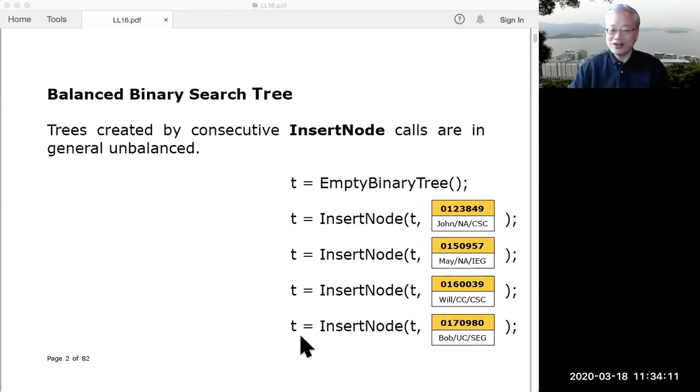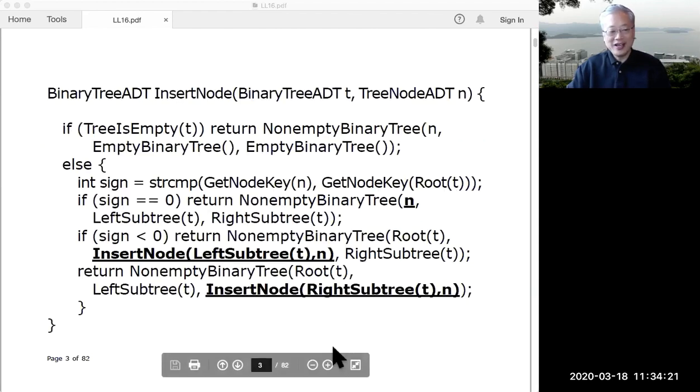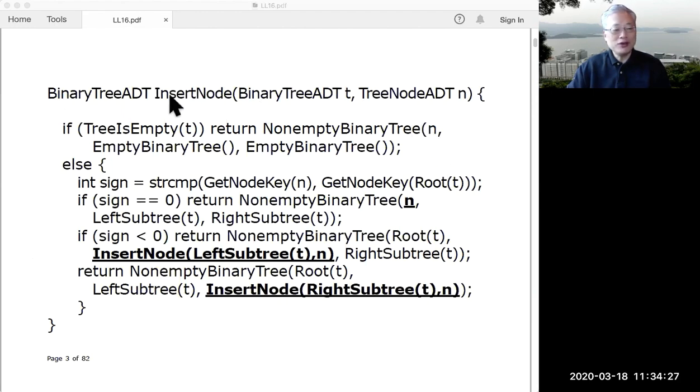However, if we are not lucky, if we construct a binary search tree by inserting nodes in this particular order, then what will happen? Then this is how we construct the binary search tree by doing insert node. This is just the insert node function that we have seen last week. So let's have a brief review of this insert node.